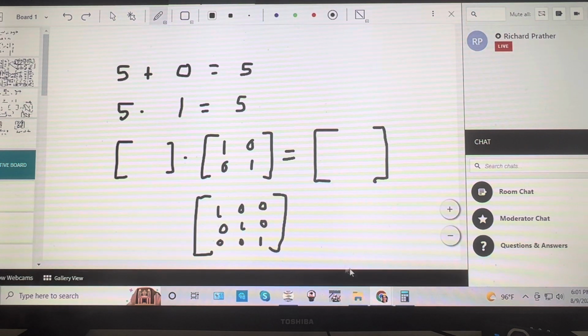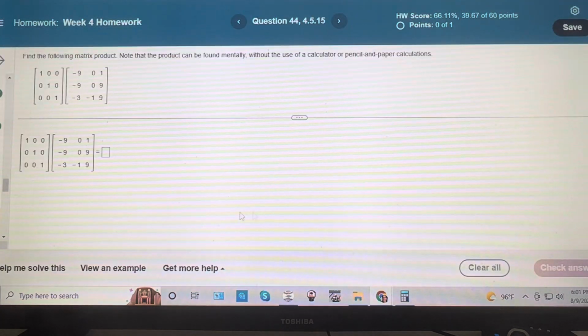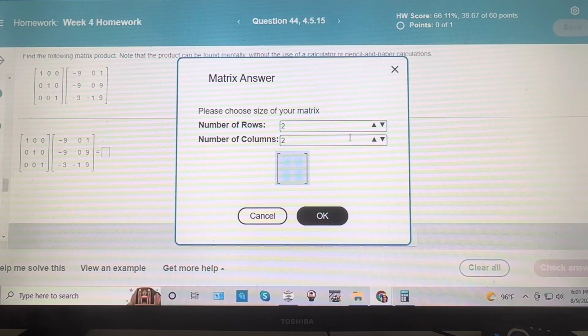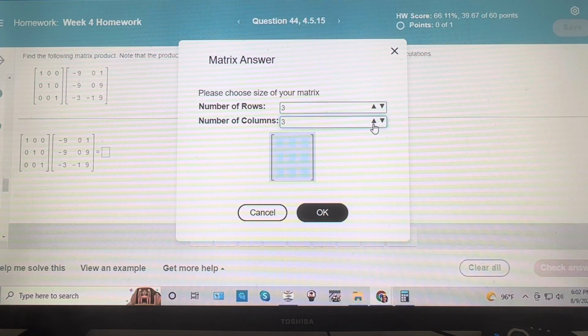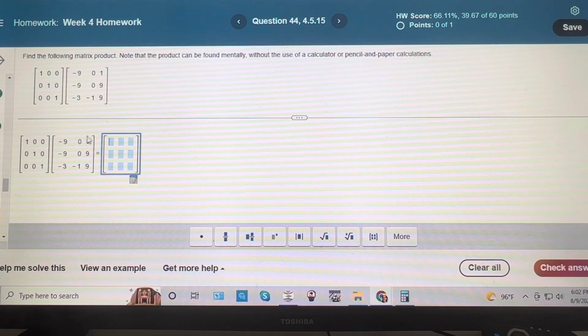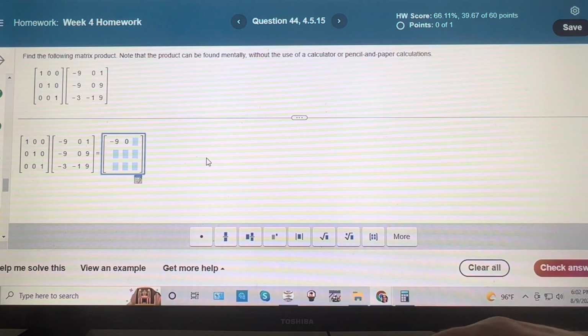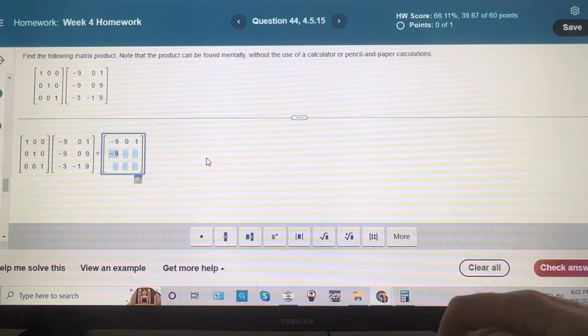So that's why in problem 44, they say find the following product, but note the product can be found mentally without doing pencil and paper calculations or even a calculator. This is an identity matrix right here. So any identity times any matrix is that matrix. You're going to get that other matrix no matter what. So click the matrix tab. These are all 3 by 3, so the answer is going to be 3 by 3, and just retype this second matrix. For identities, it's the same. Whether the identity matrix is first or second, you'll get the other matrix no matter what.